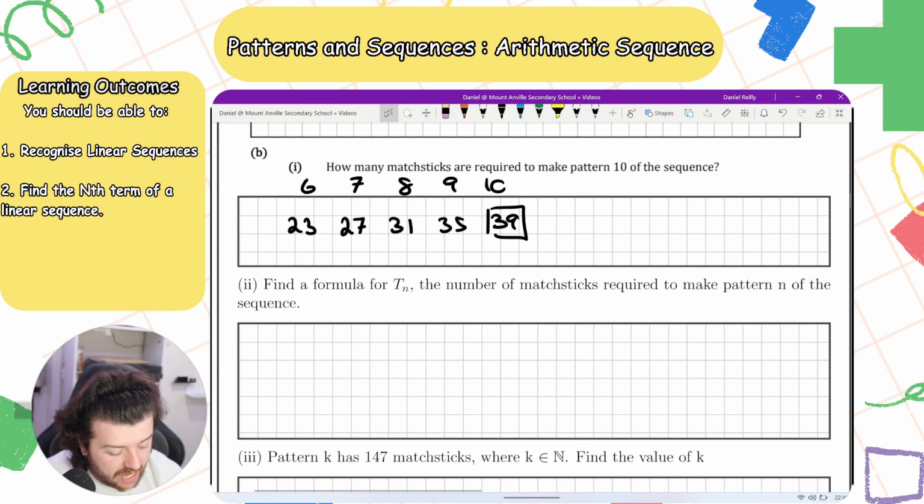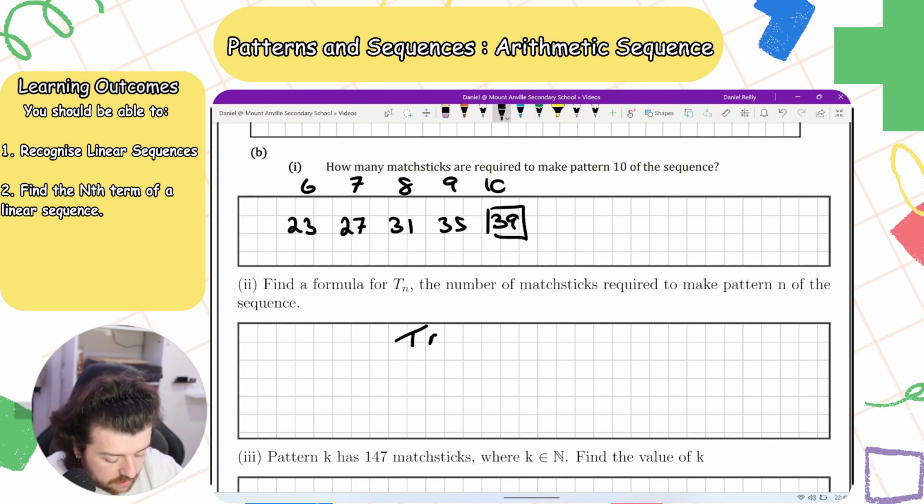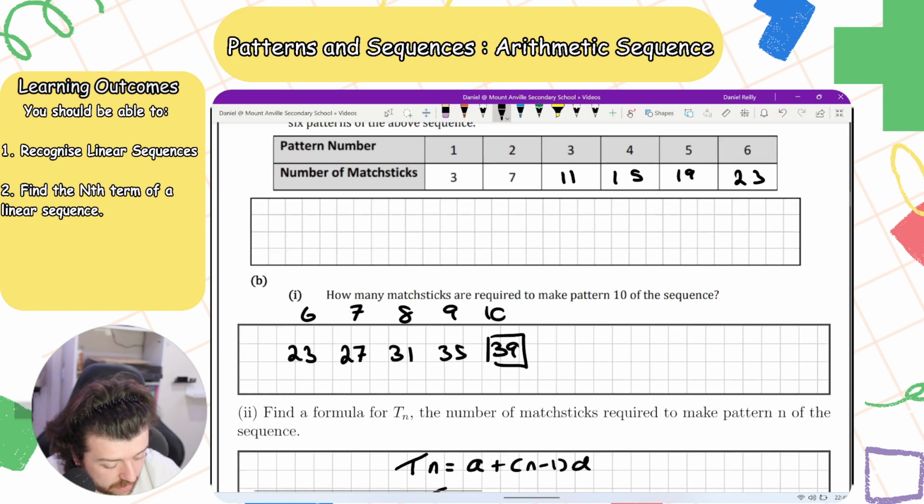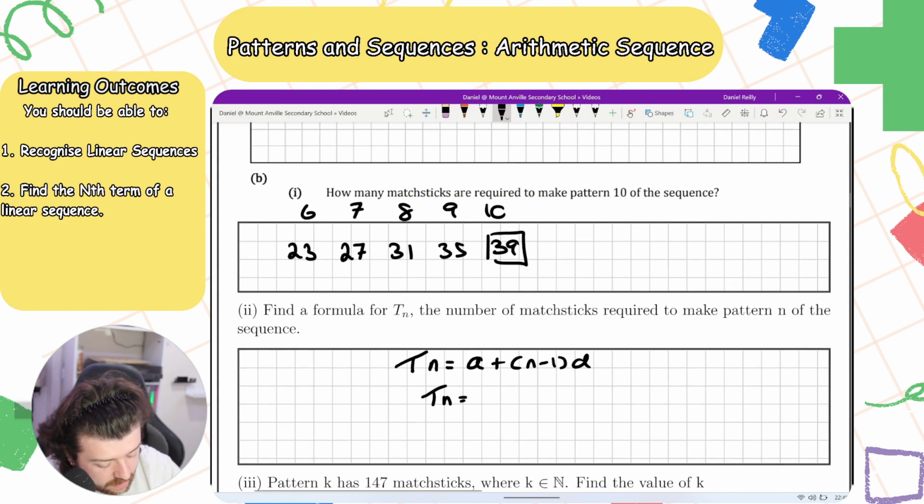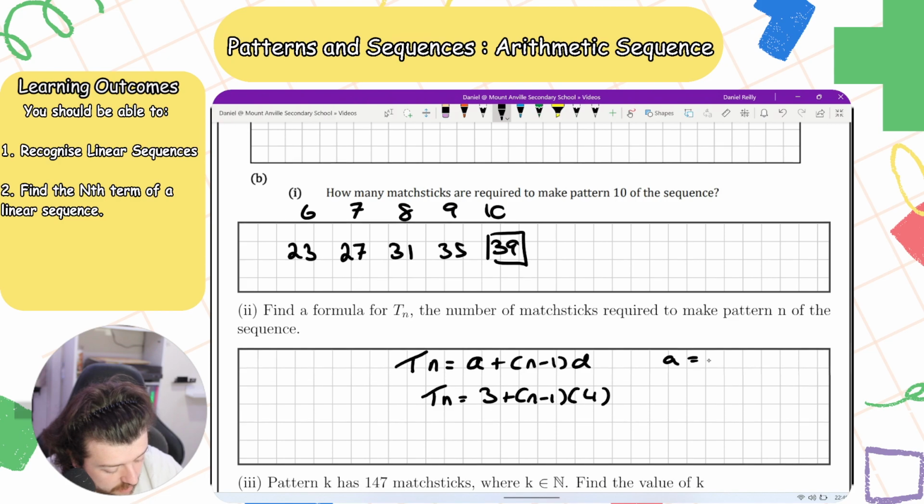Find the formula Tn for the number of matchsticks required to make pattern n in the sequence. So Tn is equal to a plus n minus 1 d. Tn is equal to, my first term is 3, plus n minus 1 d. My first difference is 4. So a is equal to 3, d is equal to 4.